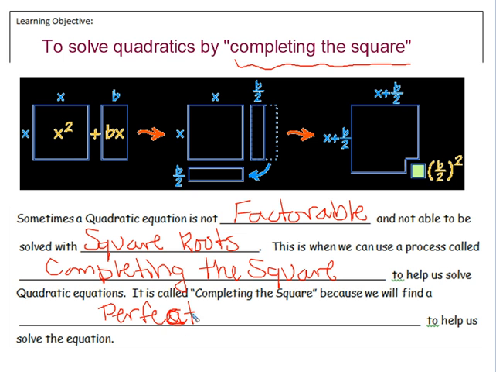Perfect, that should be a C. Perfect square to help us solve the equation.